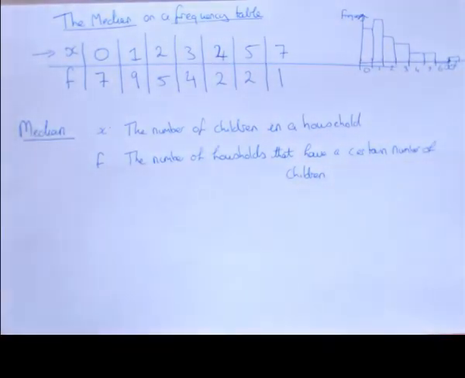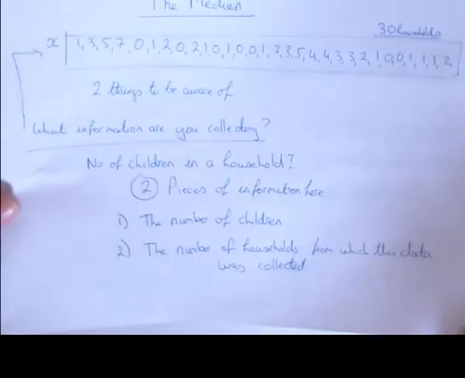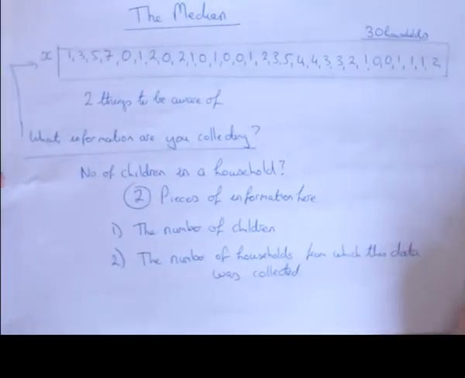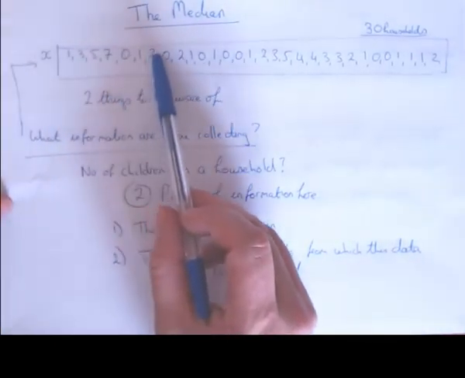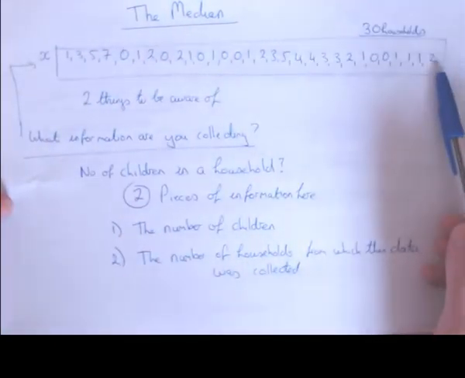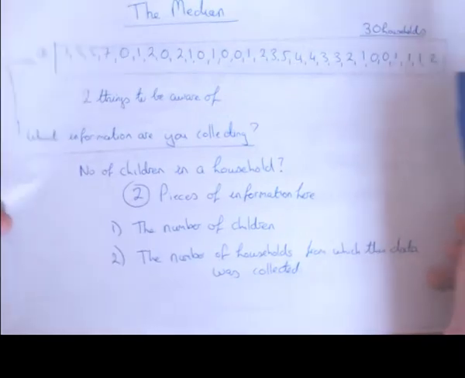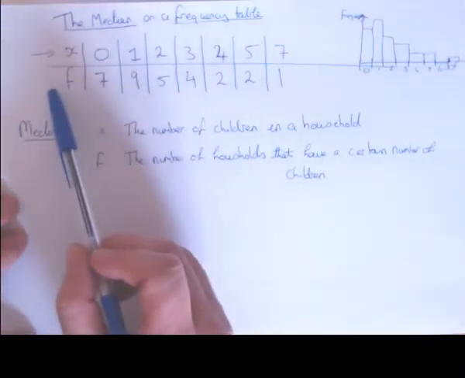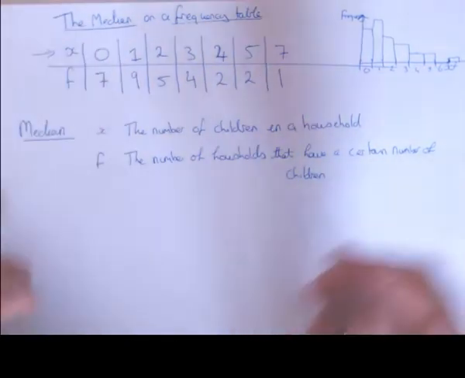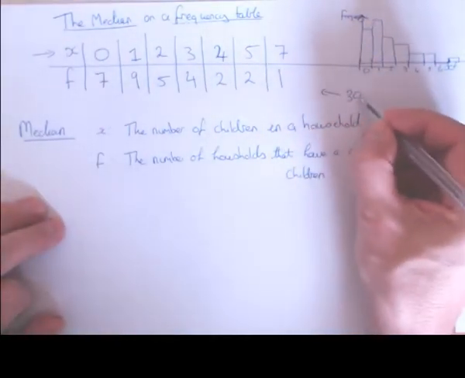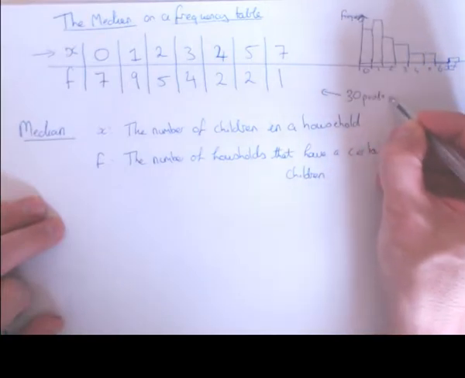One thing I just want to show you, a lot of people forget this. A frequency table is a collection of data that's put together quite small. Remember what we looked at last time: we had 30 points of data, 1, 3, 5, 7, 0, 1, 2. This is all the data that we collected. This is exactly the same data, and it has 30 points of data.